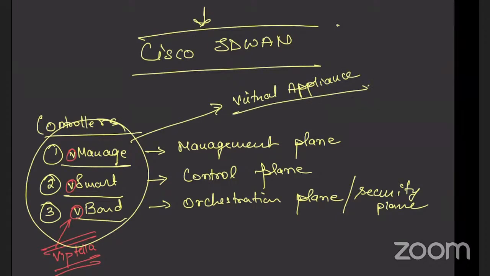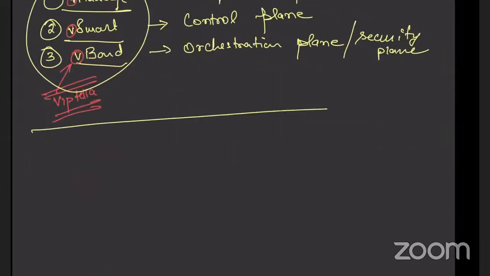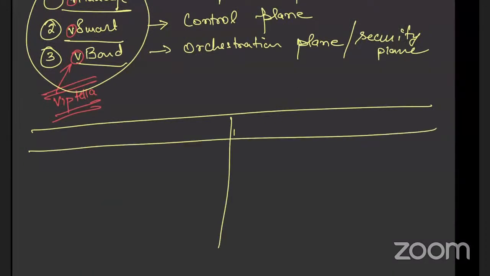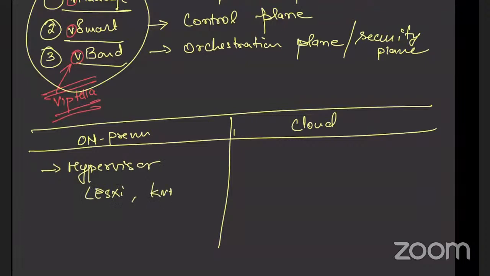Okay, so you can either go with your ESXi. So again, ESXi with VMware or KVM or whatever hypervisor you can put it. Okay, so to deploy this controller, you will have two options. One is on-prem, another one is cloud. So if you go with on-prem, you need to go with the hypervisor, whatever you like. Okay, whether it can be ESXi, KVM, whatever it is.